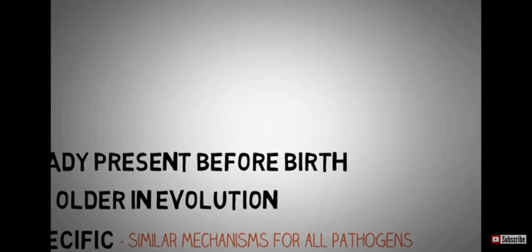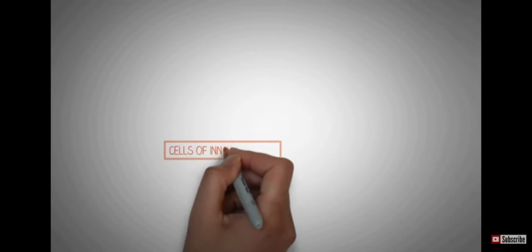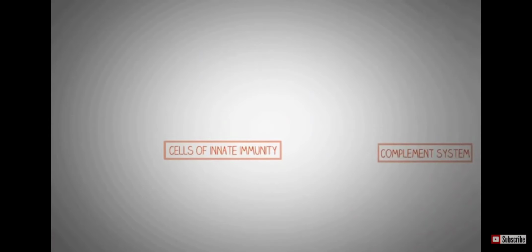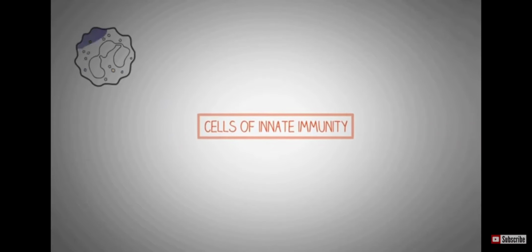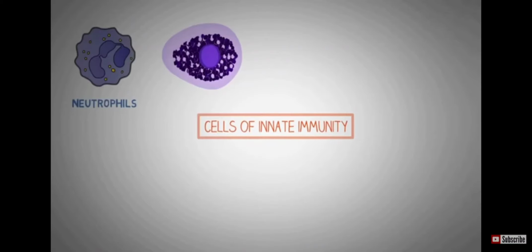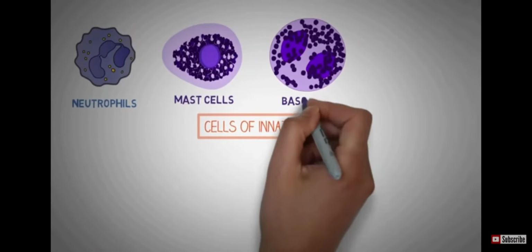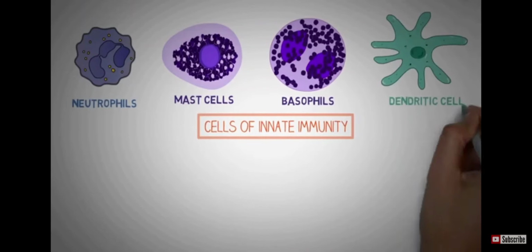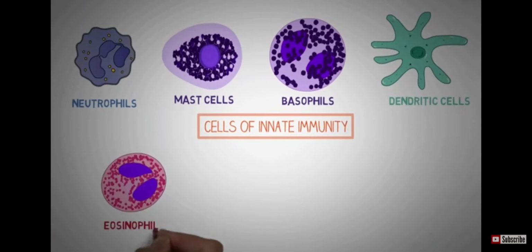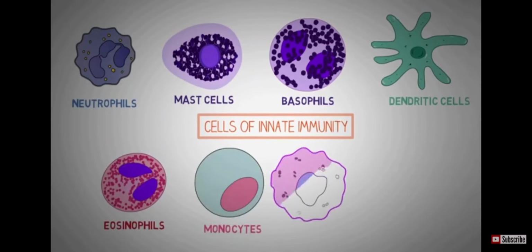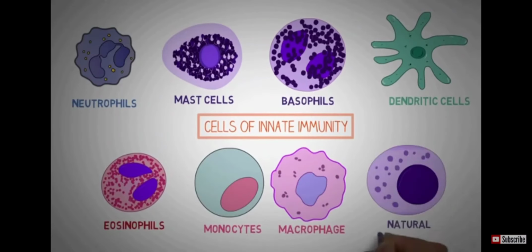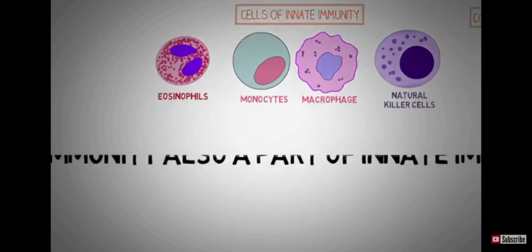Now let's talk about the innate immune system in detail. The defense system of the innate immunity consists of various types of cells and the complement system. Let's first talk about the various types of cells of the innate immune system and look at their basic functions. The different types of cells in our innate immune system are neutrophils, mast cells, basophils, dendritic cells, eosinophils, monocytes, macrophages, and NK cells or natural killer cells. All these cells are a type of white blood cells or WBCs, also known as leukocytes. Leuko meaning white and cytes meaning cell.